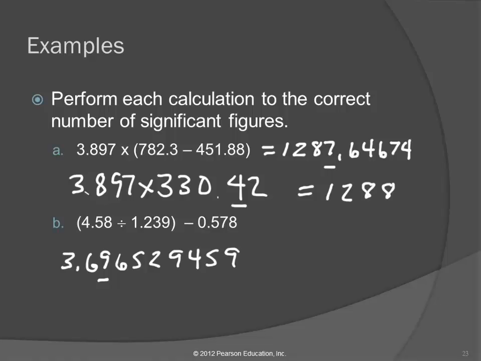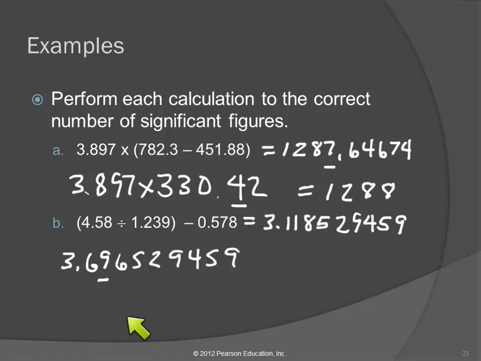So I have that number in my calculator still, and then I'm just going to go ahead and do minus 0.578 equals, and then I'm going to write down what that's showing me. 3.118529459. Okay, that's way too many significant figures. But now we can look at the two pieces that that number came from.